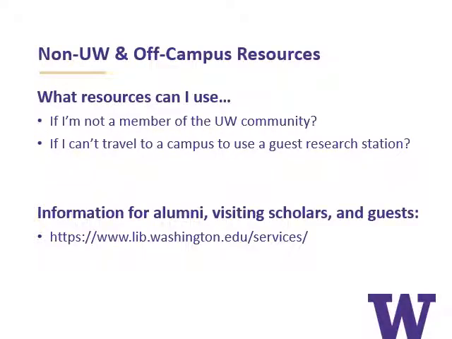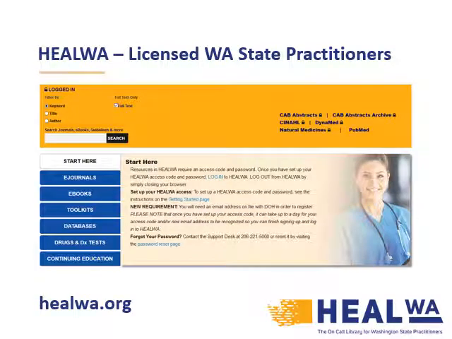What resources are available to you if you're not a member of the UW community, or you can't travel to one of the UW campuses to use their guest access? HSL is an online medical library for licensed Washington State practitioners. HSL provides access to licensed practitioners of specific medical disciplines, the full list of which can be found on HSL's website. HSL is a great resource for small clinical offices and for practitioners in rural locations who don't have access to their own medical library.